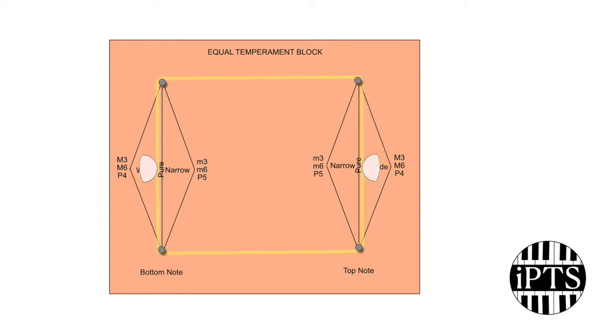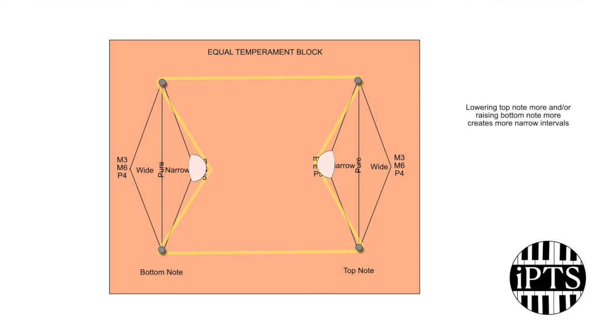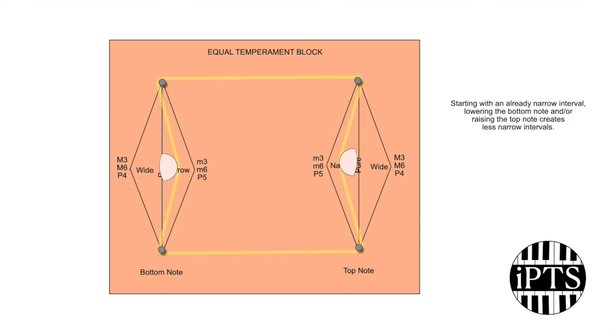Similarly, if we start with a pure interval and then we raise the bottom note or lower the top note, we end up with a narrow interval. Take that interval and raise the bottom note or lower the top note more, and you're just making it more narrow. Take that narrow interval and lower the bottom note a little bit or raise the top note a little bit, and you just make the interval less narrow.